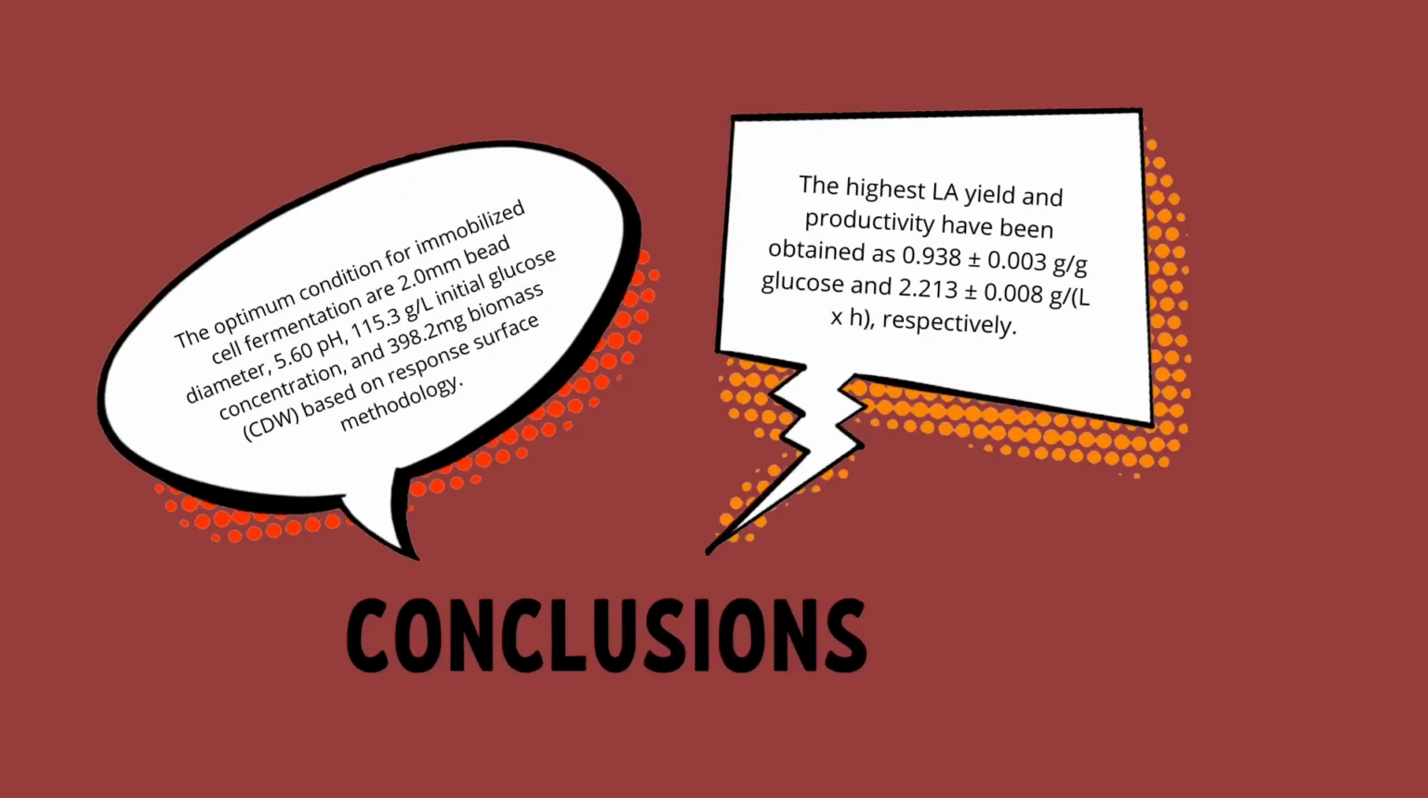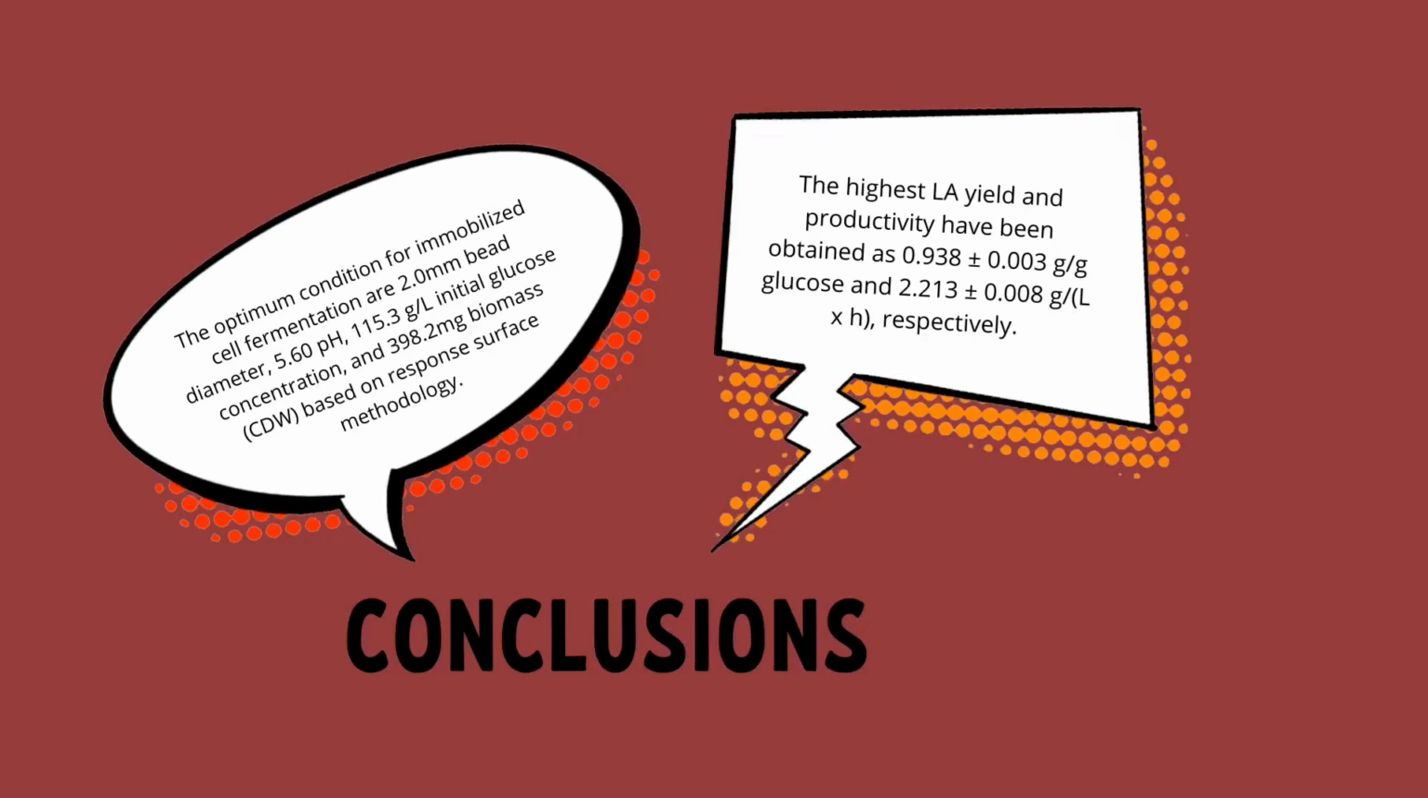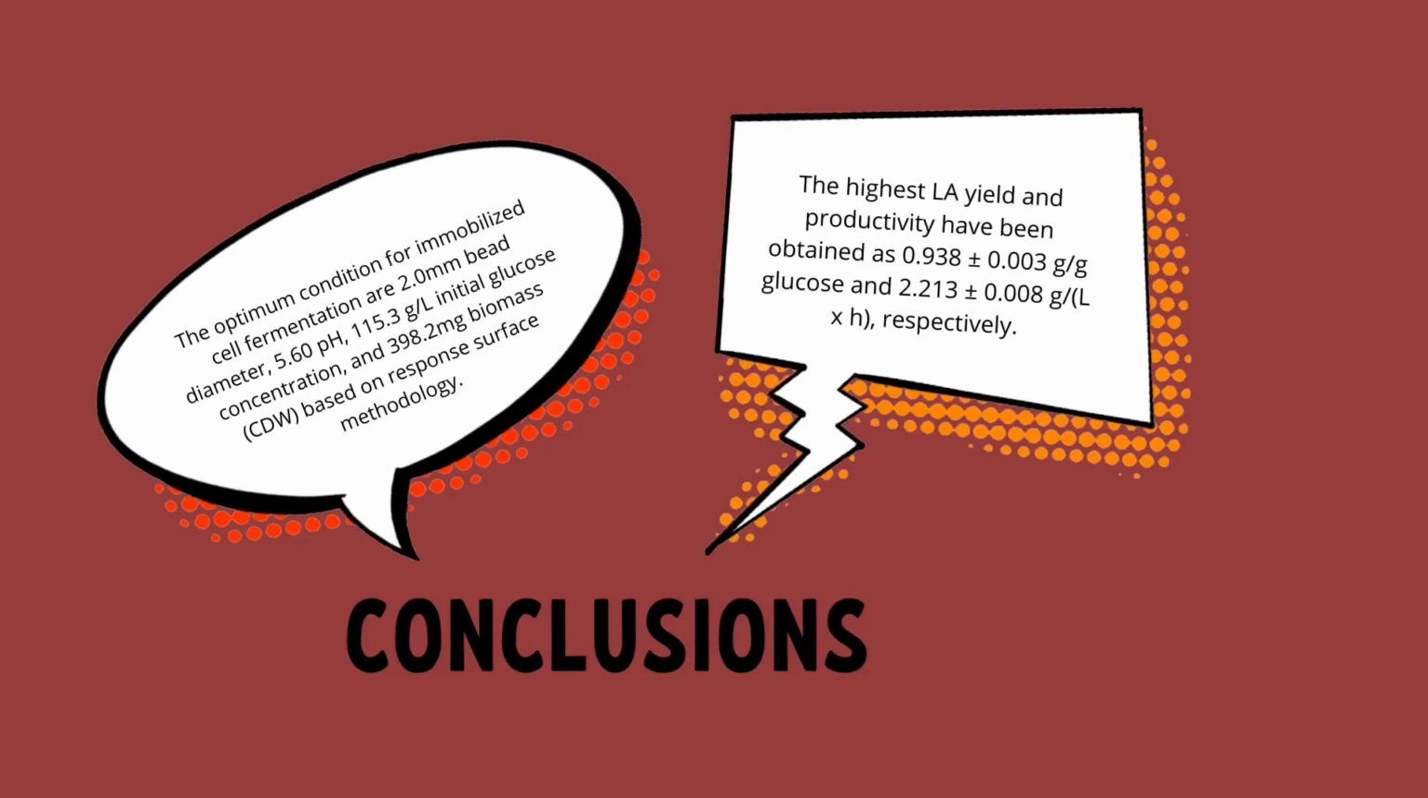In conclusion, the immobilized L. pentosus cells perform with a high fermentation efficiency and excellent stability in homofermentation for LA production. The parameters have been optimized to be 2.0 mm bead diameter, pH 5.60, 115.3 grams per liter initial glucose concentration, and 398.2 mg biomass CDW based on response surface methodology with Box-Behnken design for maximizing the LA yield.